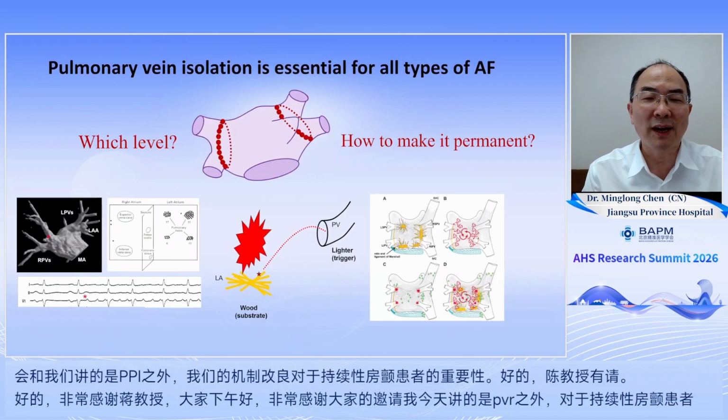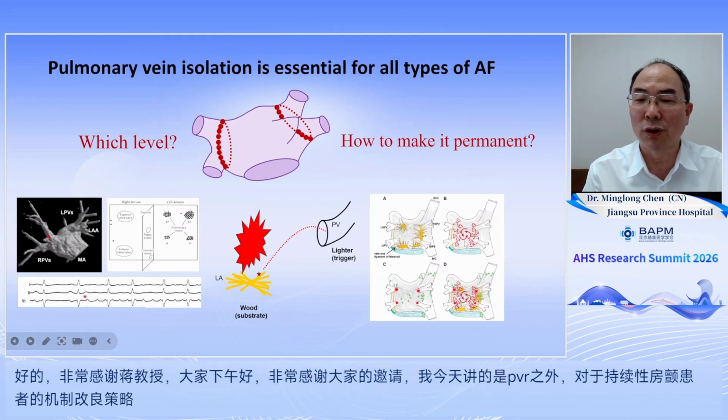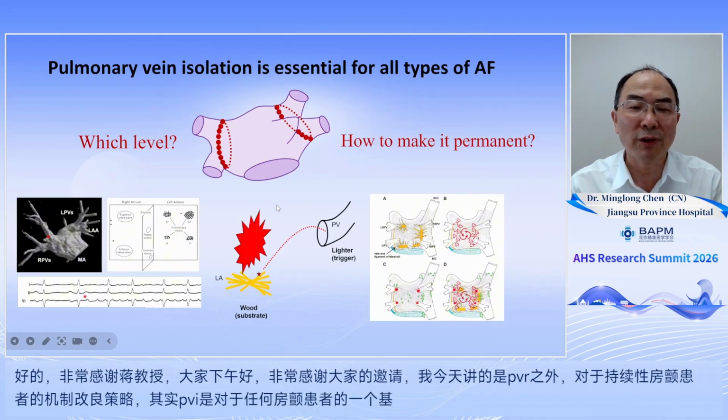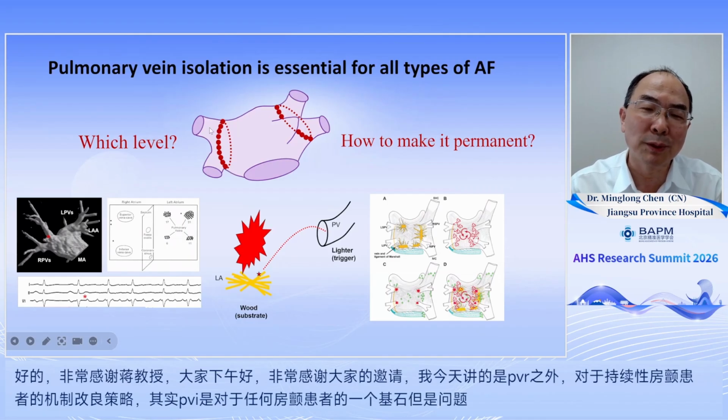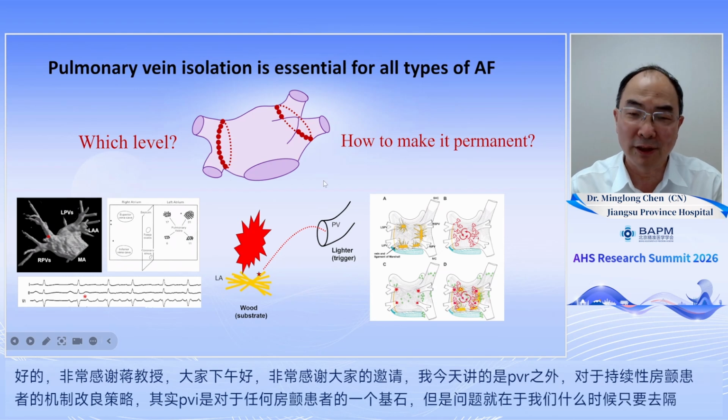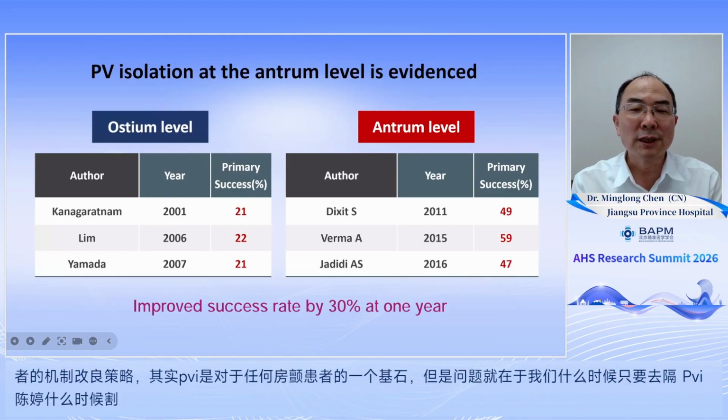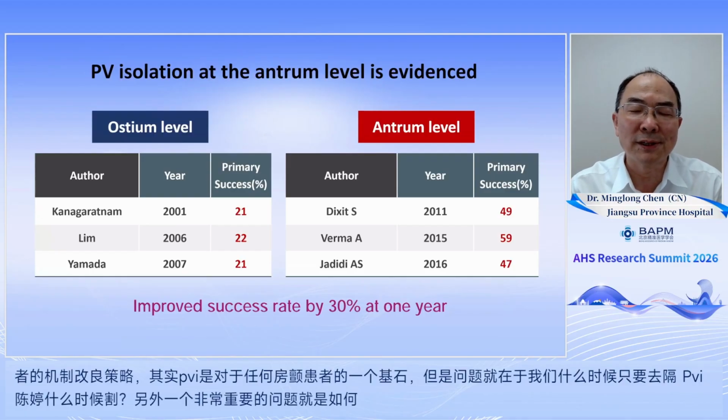I think PV isolation is very essential for all types of atrial fibrillation. But the question is, at which level we need to isolate the vein: the PV ostium, the antrum, or out of the antrum? And the other important question is how to make it permanent. Antrum isolation is clearly evidenced by previous studies.